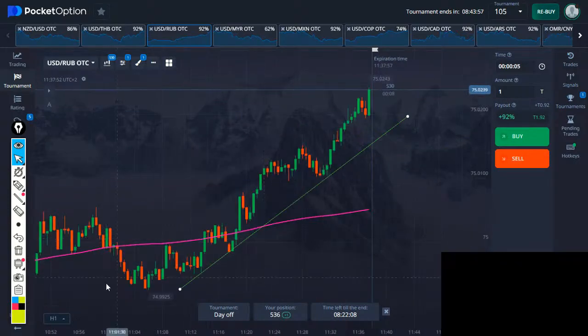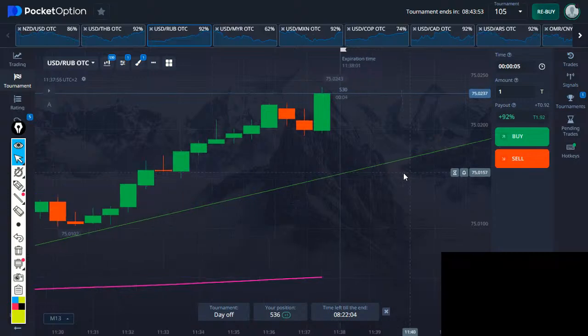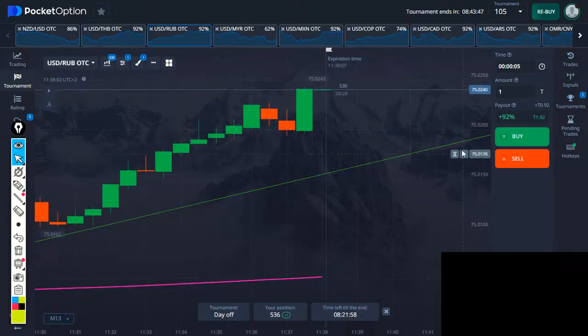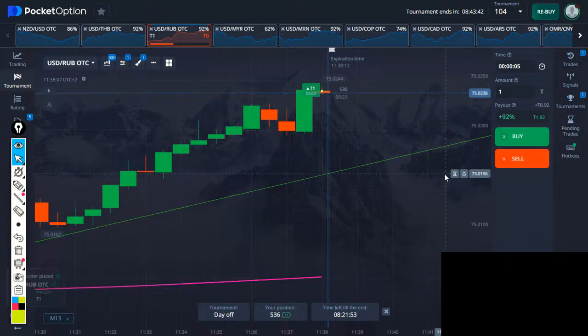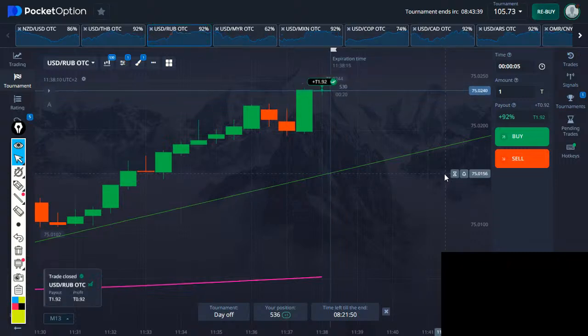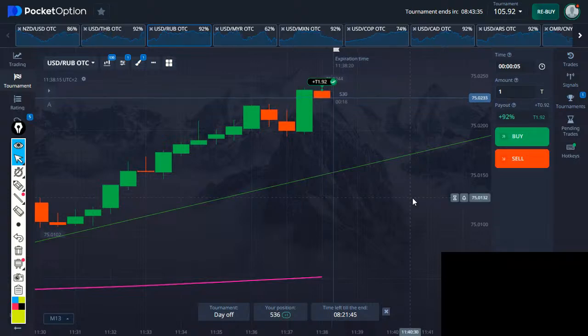This is beautifully increasing in price. Let's wait for the next candle. We have green. Powerful green. We go for a buy. Pull back on us. Let's see. Another win. Beautiful. Fantastic.